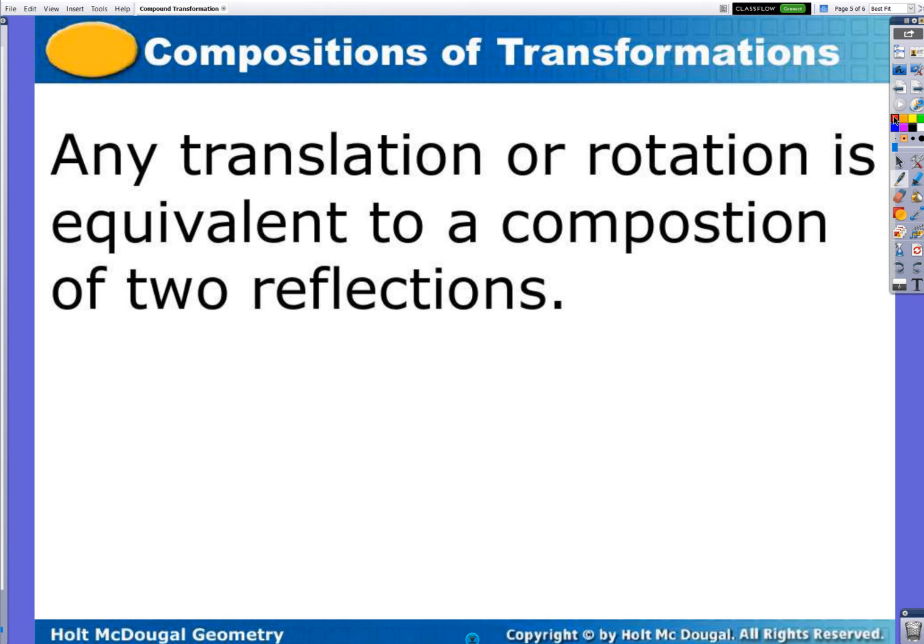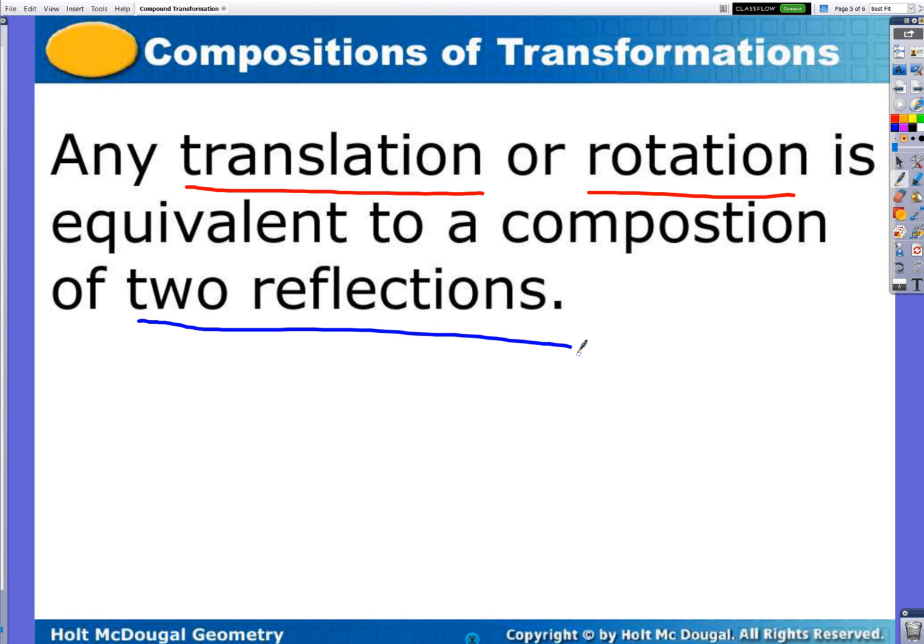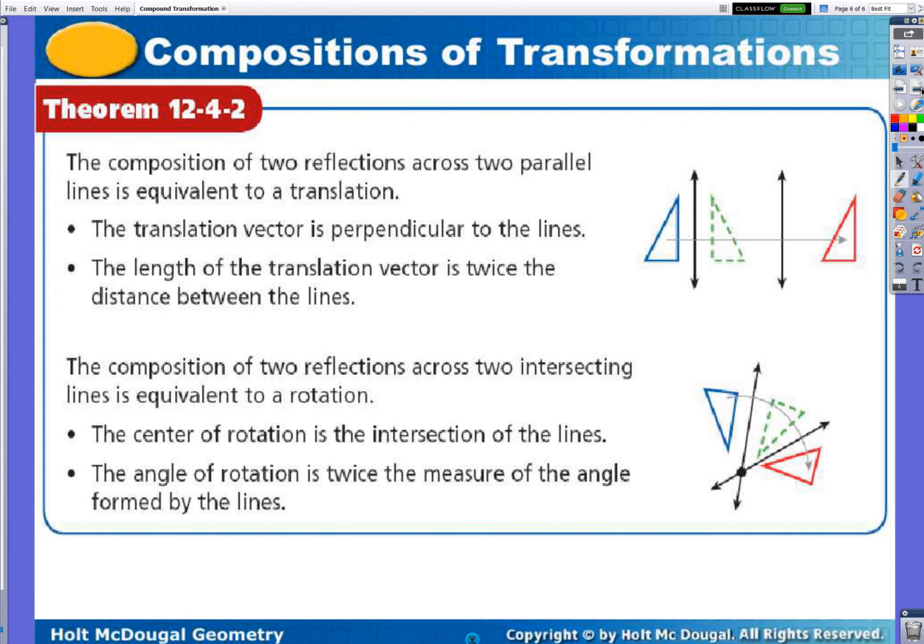Any translation or a rotation, which we know already, can be mimicked. We can get the same result by doing a double reflection. Depending on where I place my axis, I can get the same result as a slide or a turn by getting a shape and flipping it twice. How? You don't have to write all this. I'll give you the important information here.